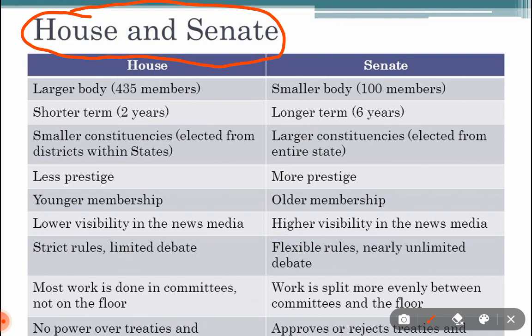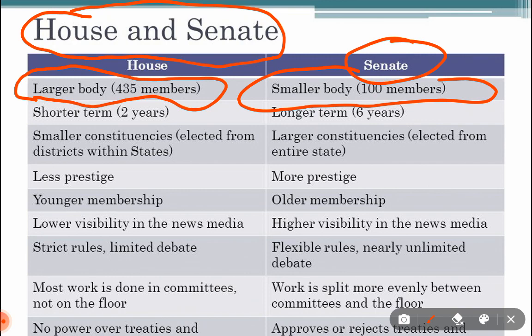So remember that the House of Representatives is a larger body. It has 435 members, whereas the Senate is a relatively smaller body. It has only 100 members, that is 100 senators. The members of the House have a shorter term. They are elected only for 2 years, whereas the senators have a longer term. They are elected for 6 years.